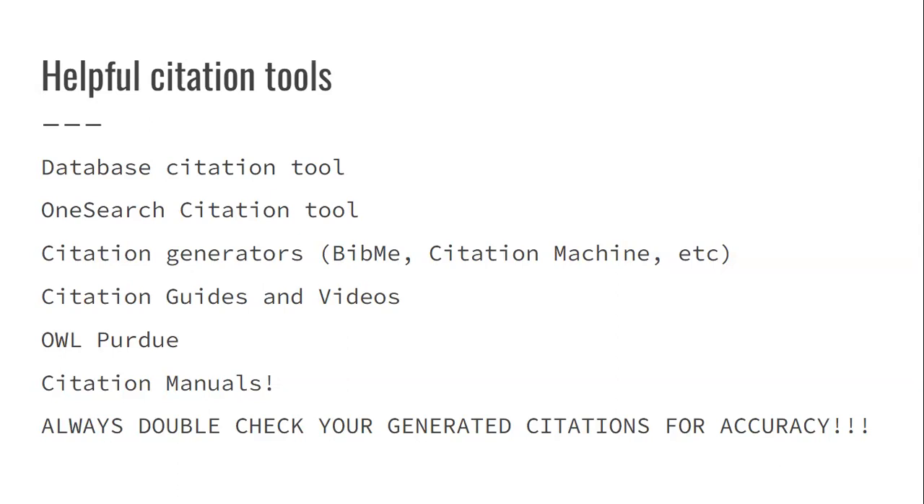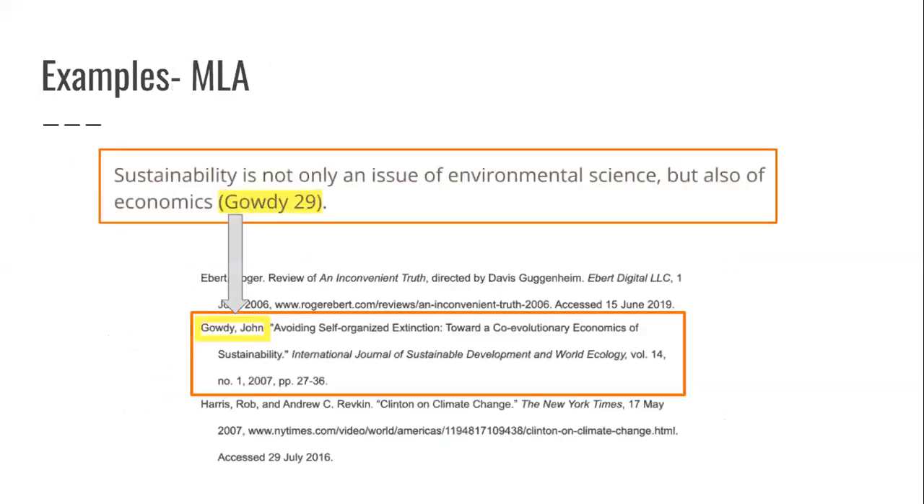Even when you are using a citation generator or a database tool, you want to double check your citations for accuracy. So they are saving you a lot of time. You can copy and paste what you have, but then always double check. And I like to double check by going to the OWL Purdue guide, which I'll show you in a bit.